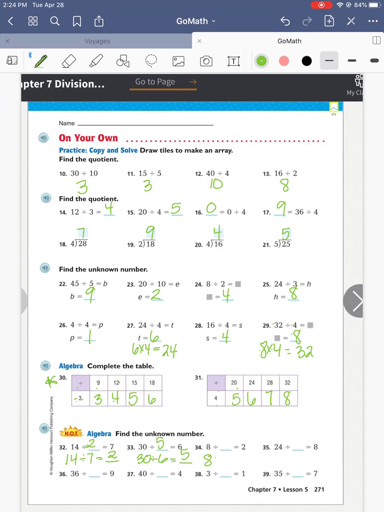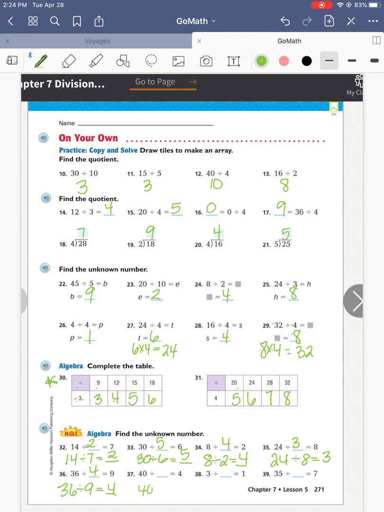8 divided by what is 2? Or 8 divided by 2 equals what missing number? And the missing number is 4. Number 35, 24 divided by what is 8? Or 24 divided by 8 equals 3. So 3 is missing. 36 divided by what is 9? Or it would be 36 divided by 9 is the missing number. And the missing number is 4.